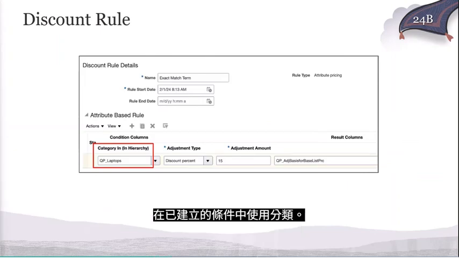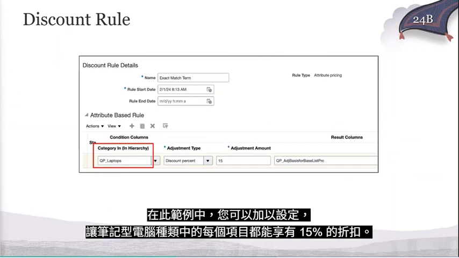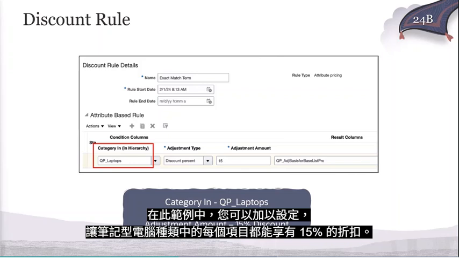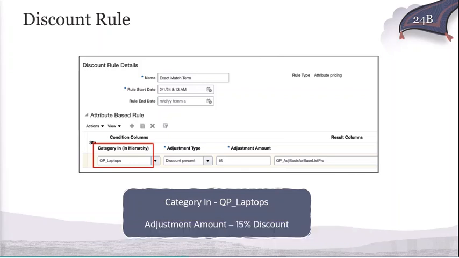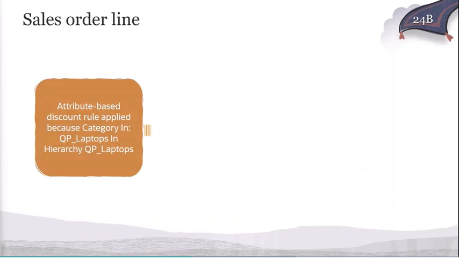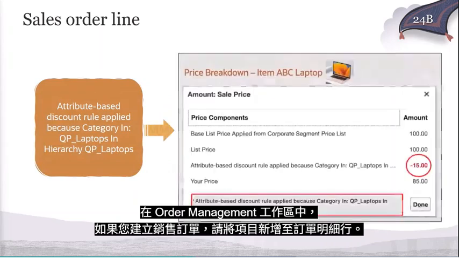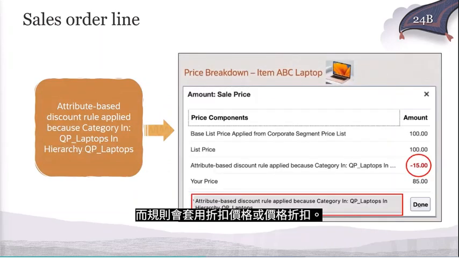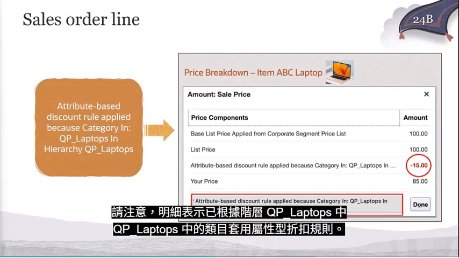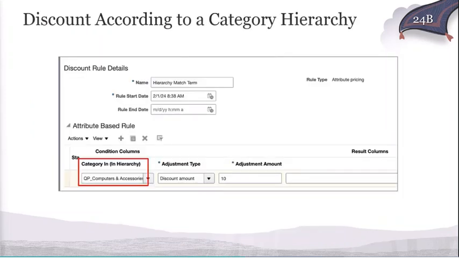Create a rule on your discount list. Use the category in condition that has been created. In this example, you can set it up so every item that is in the laptop category is eligible for a 15% discount. In the order management work area, if you create a sales order and add your item to an order line, then the rule applies a price discount. Notice that the breakdown says attribute-based discount rule has been applied based on the category QP_laptops in the hierarchy QP_laptops.